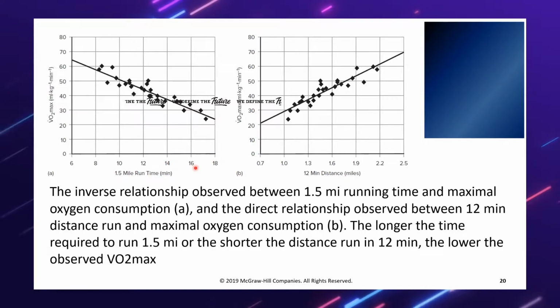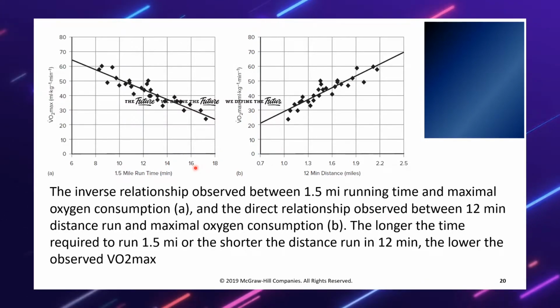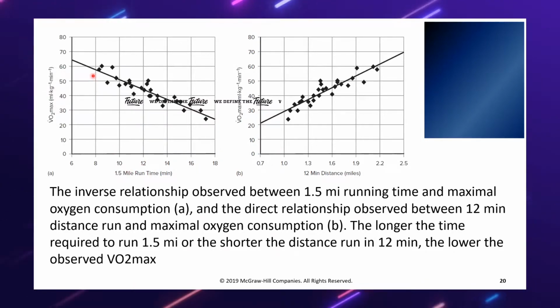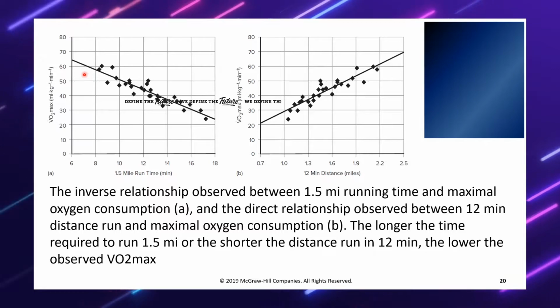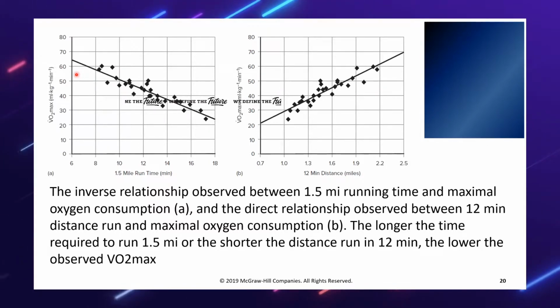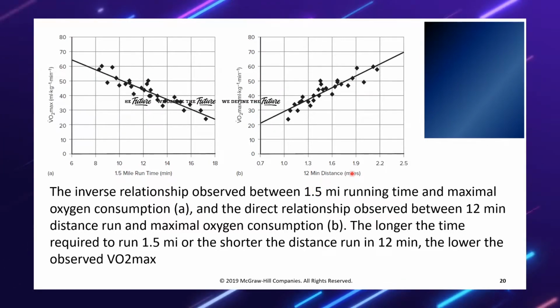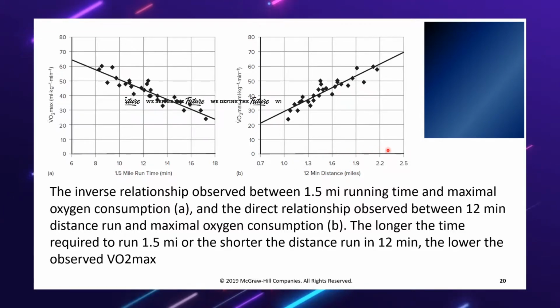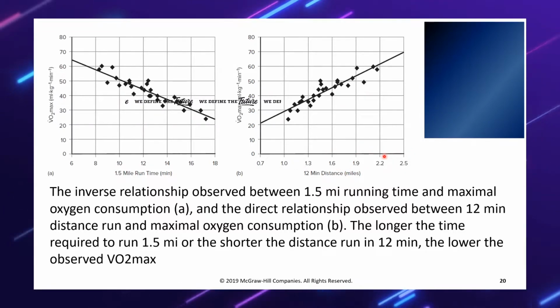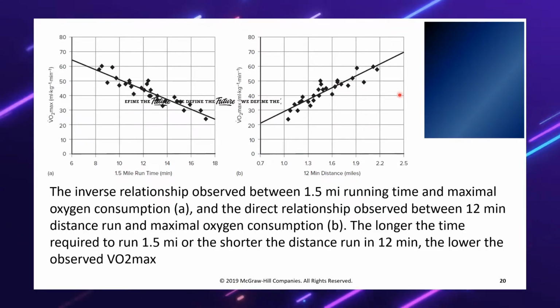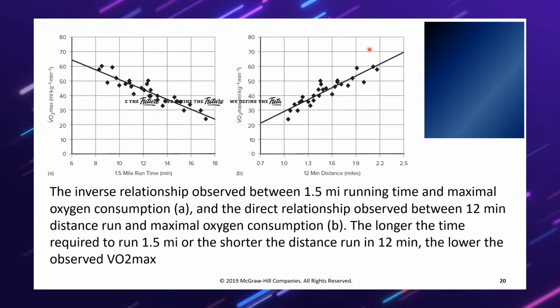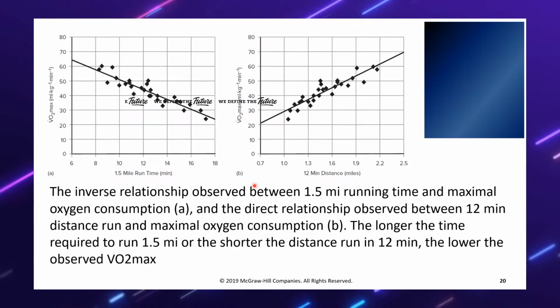Take a minute, step back, and walk yourself through this. If you're running faster when you're doing the 1.5, the distance version, the faster time will have a higher VO2 max. For the 12-minute version, the farther you run over that 12-minute period, the higher the VO2 max. So just know which slope in the curve you're going with.